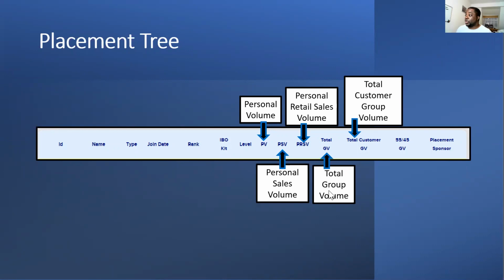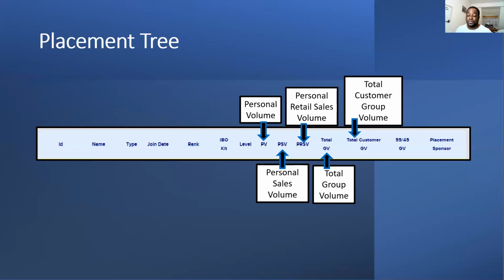Then you've got your group volume. Your group volume is everything under you, including IBOs who've got a package and so forth. That group volume is key, obviously, when you're working your way up towards your next rank. And then you have your total customer group volume, which basically just shows your customers, not your IBOs, their volume. But the key one is always the group volume. That's what I look at when you go for your ranks. When you want to stay in your rank in certain ranks, you need to have your PSRV.